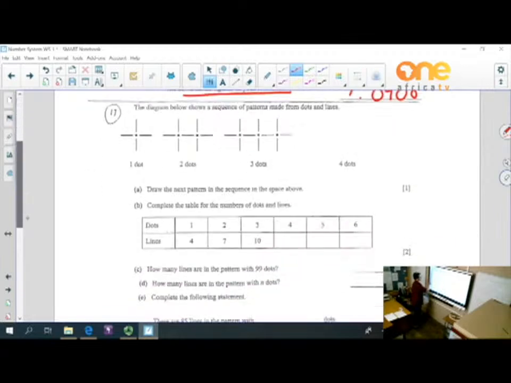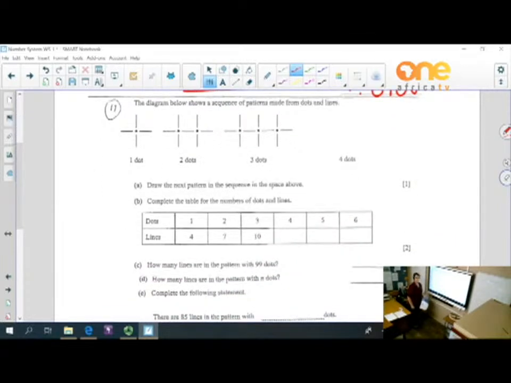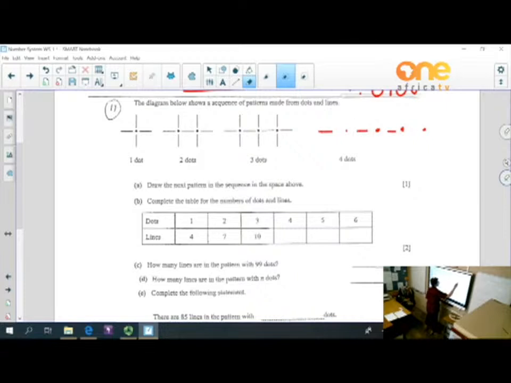Right, question 17. Sequences, geometric sequences, because we draw patterns. The diagram shows the sequence of dots and lines, and we have to draw the next one now. So you'll have to draw it very nicely, not just a rough one. It must be very similar. So now I will have 1, 2, 3, 4 lines, and then also here.